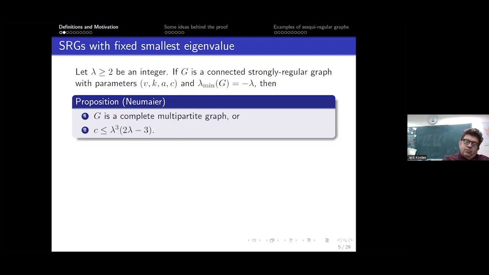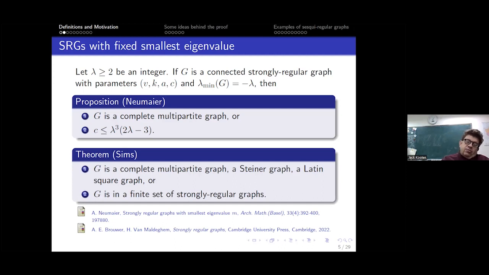So Neumaier showed several things. What he showed is that if you have a strongly regular graph with parameters v, k, a, c, and you fix your smallest eigenvalue minus lambda, then it is either a complete multipartite graph, or c is bounded by a function in lambda of the order lambda to the fourth. And we have only two cases where equality holds, namely for lambda is -2, where you get c equal to 8. There is the Schläfli graph that has equality, and for lambda is -3, we have the complement of the McLaughlin graph that has c is 81. That is what we know at this moment.